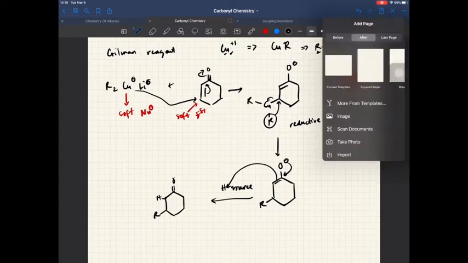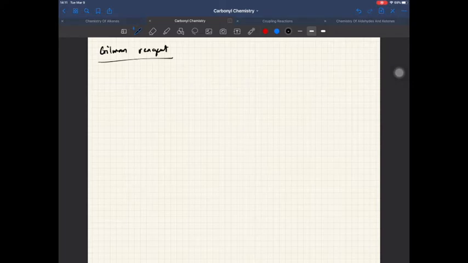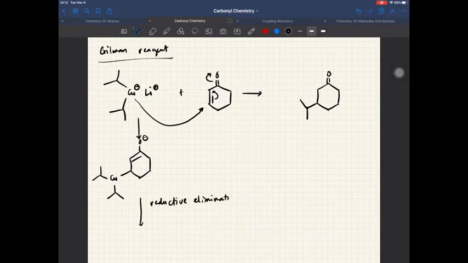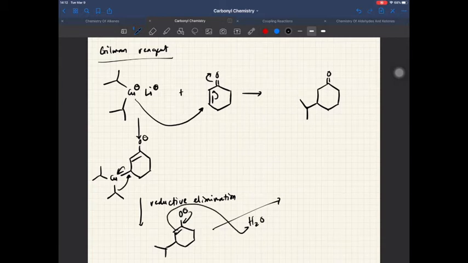Okay, so let's have a specific example of a reaction of the Gilman reagent. Say for example we have copper bonded with isopropyl and reacted with this enone. The product of this reaction is this one, but the reaction mechanism will be something like this. We have copper, then isopropyl group, and what happens here is reductive elimination. Reductive elimination will cause this isopropyl group to shift there. And finally, upon addition of a hydrogen ion source such as water, this enolate reacts with our hydrogen ion source to form the product afterwards.